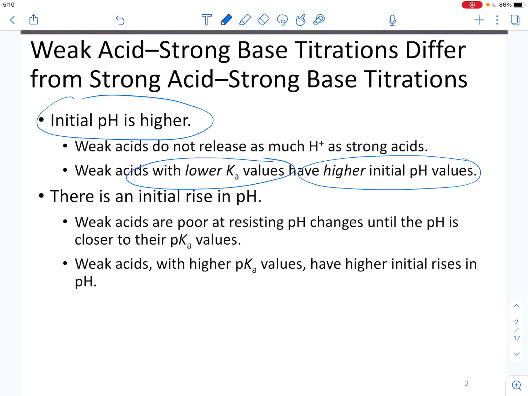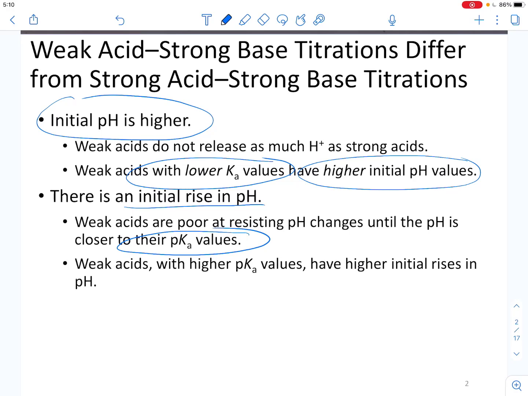Also, when you start adding the base, then you have an initial rise in pH, and the reason for that is because it's not until you reach the pKa value of the acid that the acid becomes resistant to changes in pH. Okay, so at the beginning most of the acid will be consumed and it will be producing the conjugate base, but the concentration of the conjugate base is so small that it's not starting to behave as a buffer. So you have that small jump at the beginning of the titration.